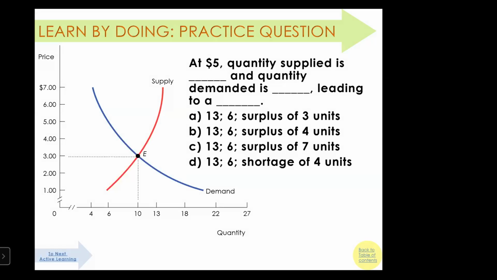At price 5, the quantity supplied is blank and the quantity demanded is blank, leading to blank. Let's look at it here. Price at 5. We look at the supply curve and the demand curve to find the quantity demanded and supplied separately. At a price of 5, the quantity supplied equals 13 and the quantity demanded equals 6, right? So there's a surplus of 7. So the answer is C.